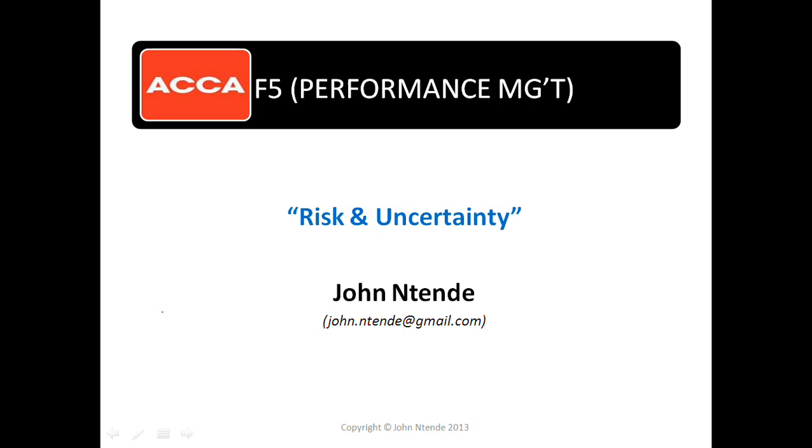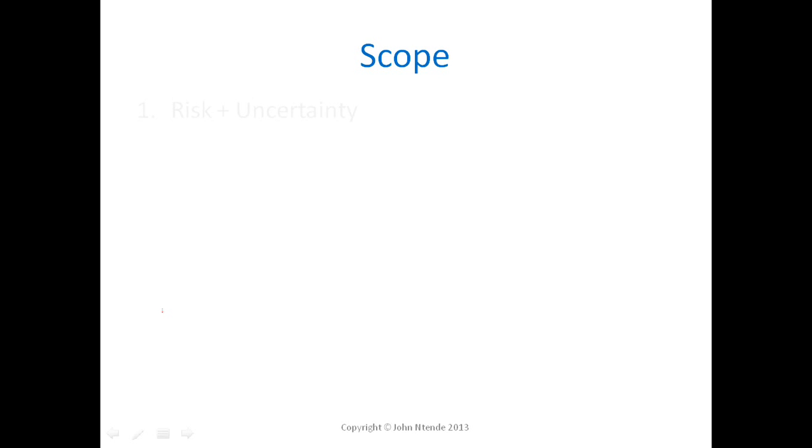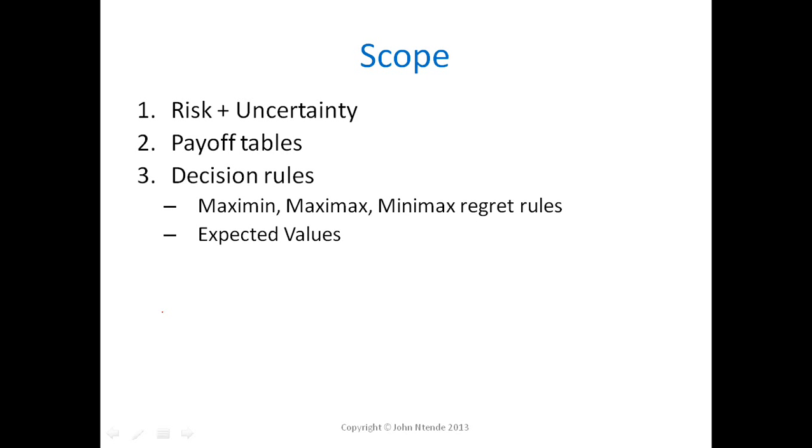I'll be your associate tutor during this session of ACCA F5 Performance Management, where we shall be looking at risk and uncertainty, which is a key topic area and a decision-making part of the syllabus. So our scope today, we'll look at risk and uncertainty and what it means. We shall briefly look at what a payoff table is. Then we shall review some of the decision rules under conditions of risk and uncertainty. So we shall look at Maximin, maximax, minimax regret, and expected values.